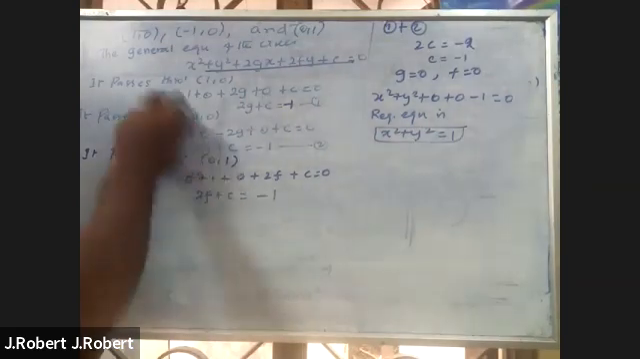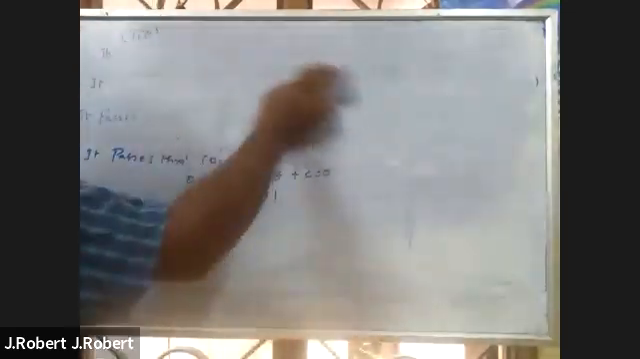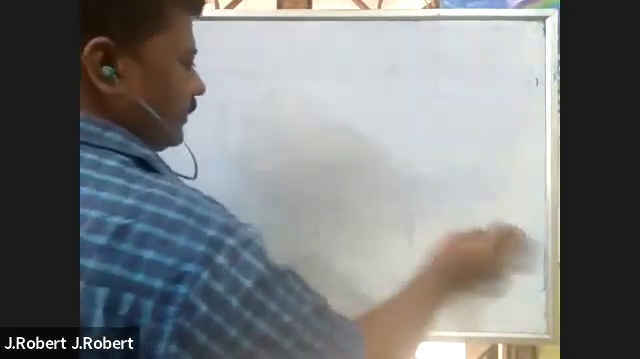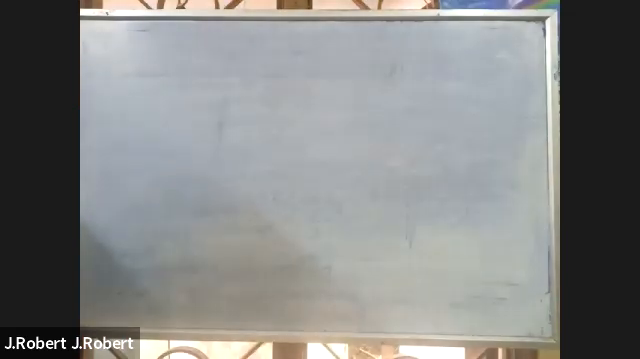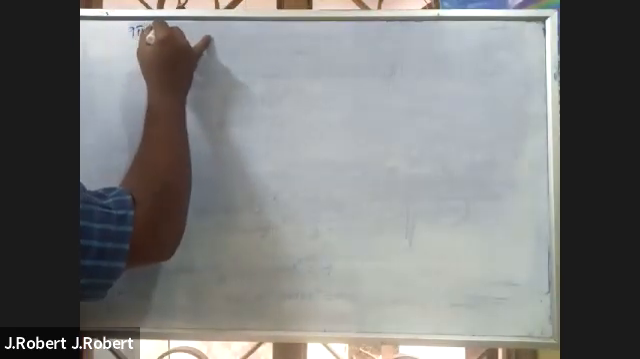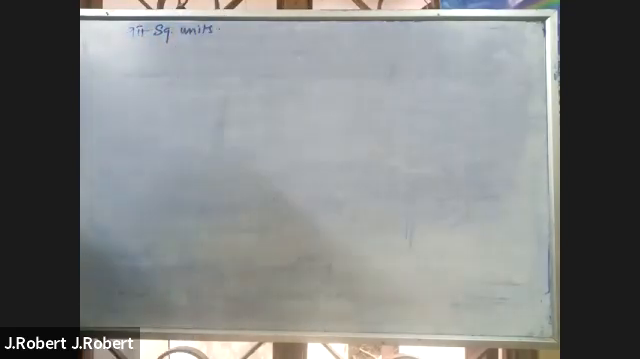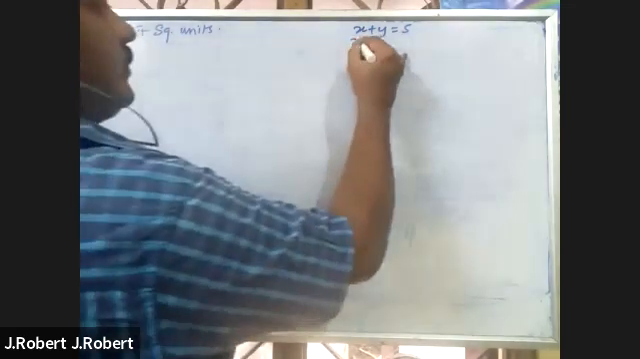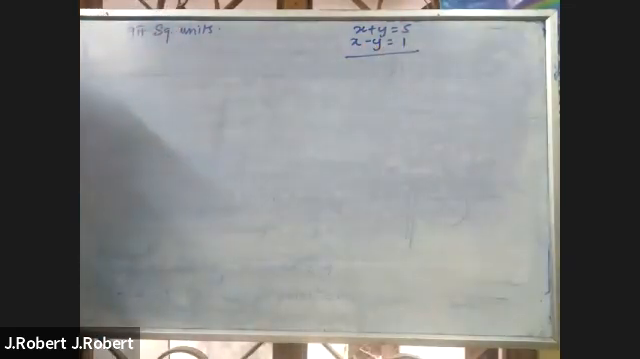A circle of area 9 pi square units has 2 of its diameters along the lines x plus y is equals to 5 and x minus y is equals to 1.